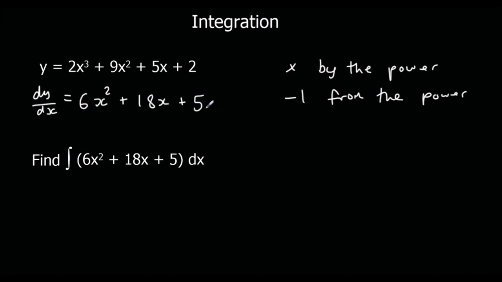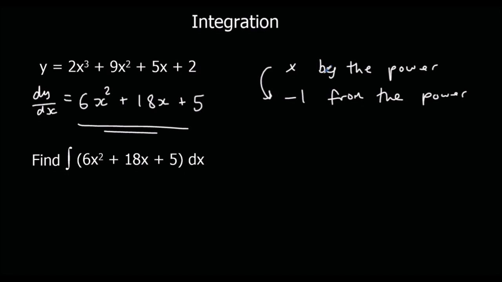We take 1 off the power, that's going to go down to x to the 0, and we don't have to write x to the 0 because anything to the power of 0 is 1. And 2 here, think of it as 2x to the 0. If you multiply by 0, it's going to disappear. So the 2 is going to completely disappear, and this is our differentiated answer. So the process for differentiation, we times by the power, and then we take one off the power.